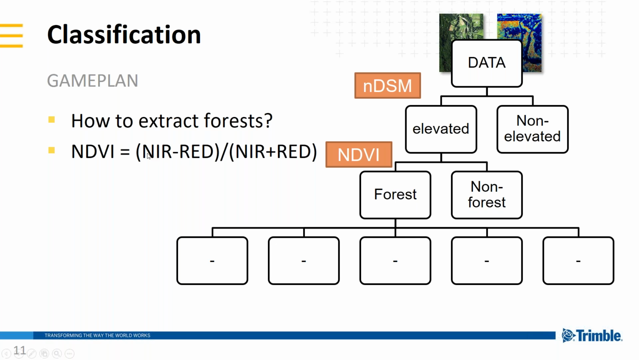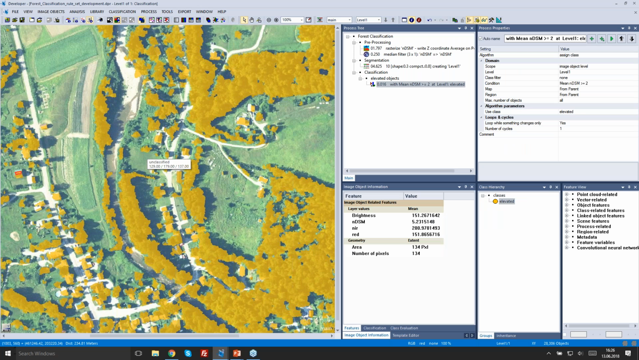And we have the formula here, near infrared. So as input data, we have the near infrared layer, which is really cool if you want to classify vegetation, and the red layer. And we're going to create a customized feature which represents this algorithm and call it NDVI. So we can calculate the NDVI based on image objects within eCognition. And then we're going to use this feature to discriminate between forests and non-forests. Okay, so that's really cool.